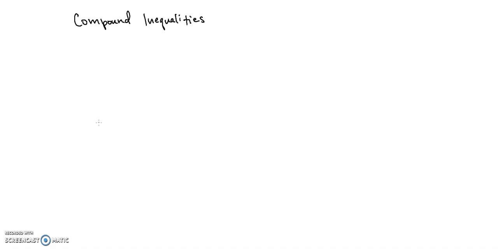In this video, we're going to take a look at compound inequalities. So that means more than one inequality or more than one constraint. There are two different types of compound inequalities. You can have an "and" situation, and that means that they both have to be true at the same time.